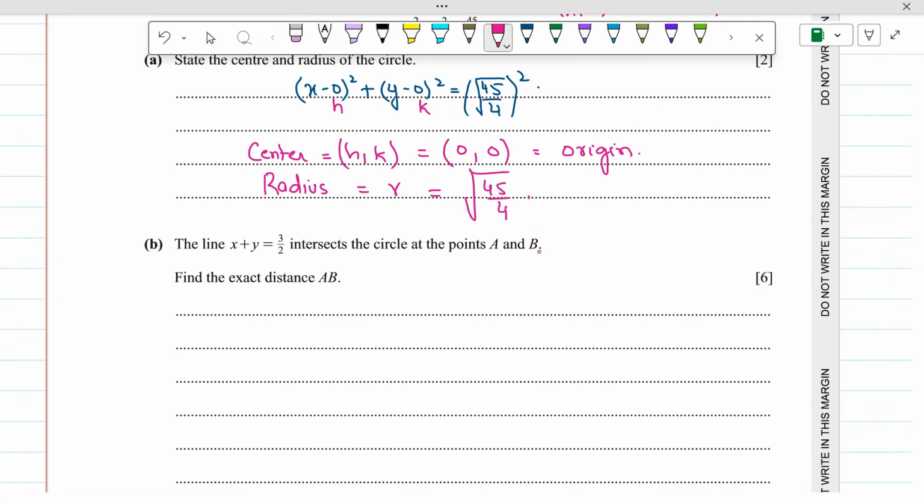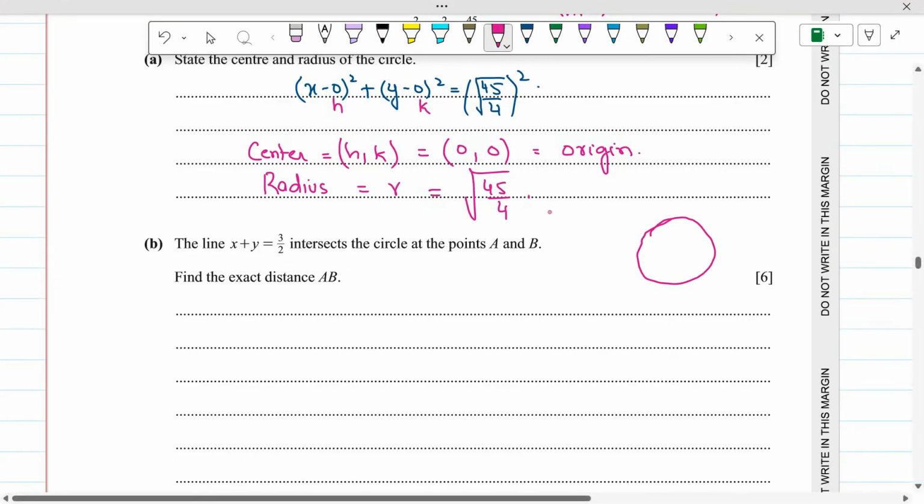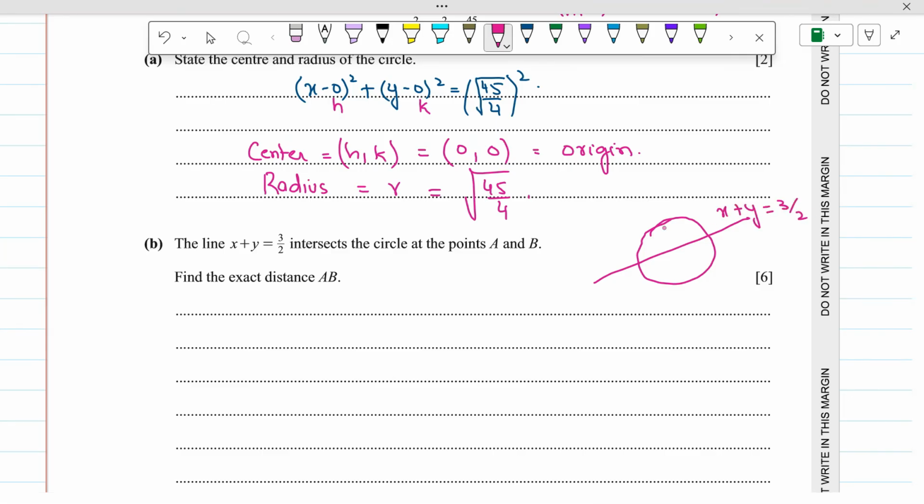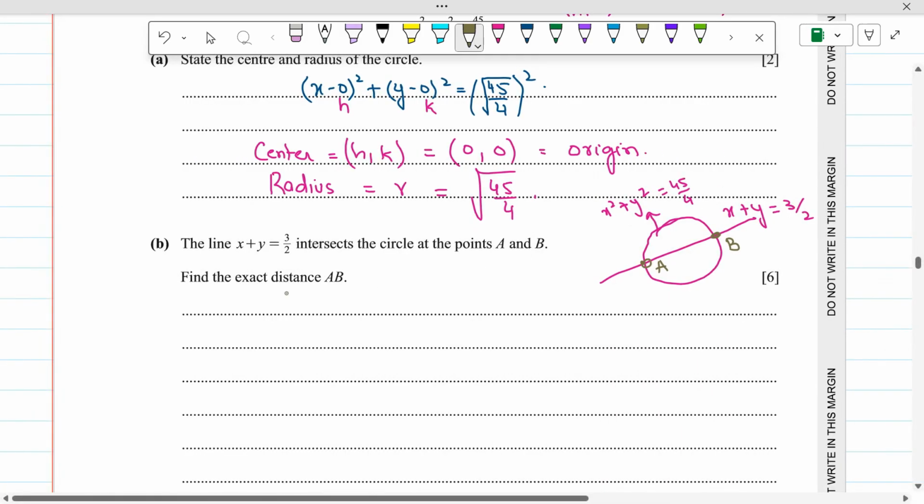Now part B: the line x plus y equals 3 over 2 intersects the circle at the points A and B. Find the exact distance between A and B. For example, we have the circle and this line has the equation x plus y equals 3 over 2, and this circle has the equation x squared plus y squared equals 45 over 4. We need to find the values of A and B, which are the intersecting points of the line and the circle.